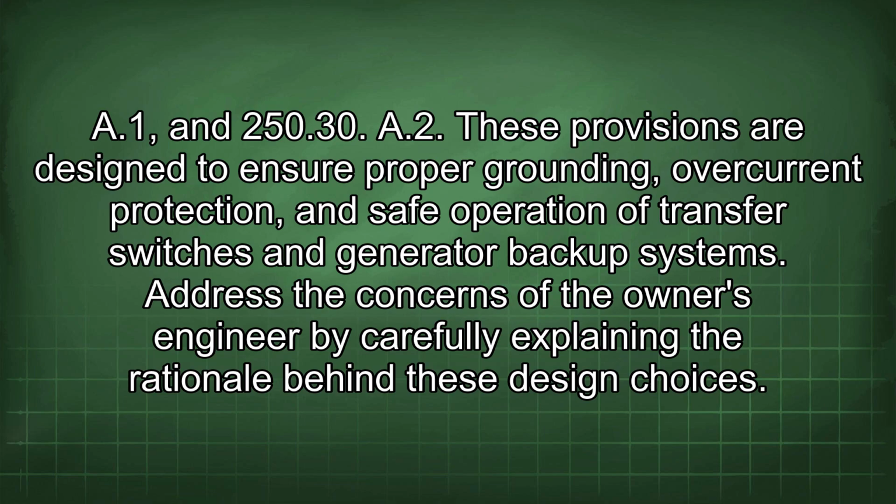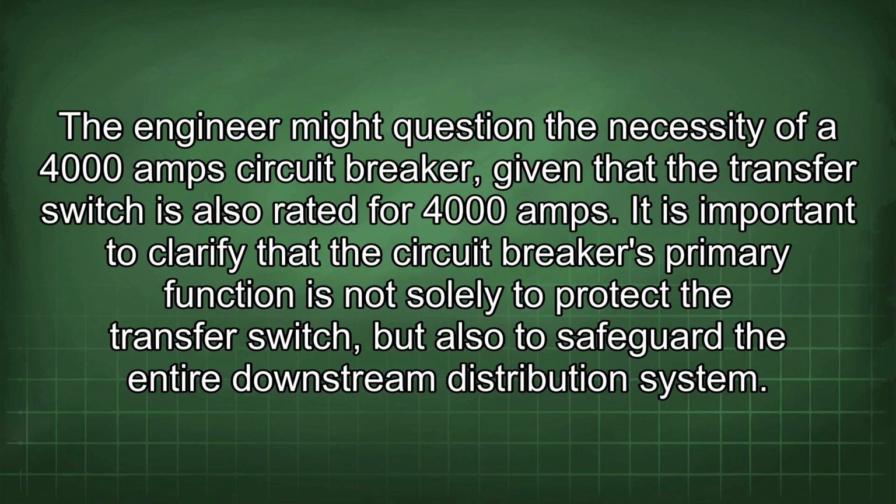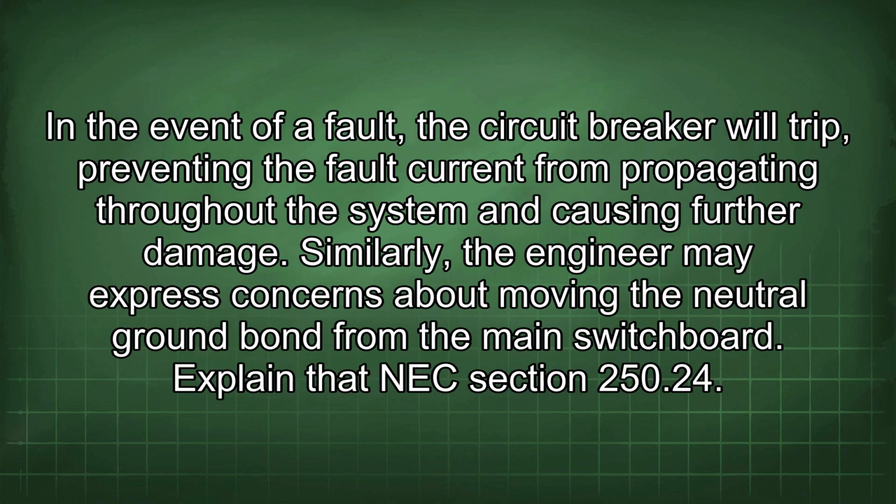Address the concerns of the owner's engineer by carefully explaining the rationale behind these design choices. The engineer might question the necessity of a 4000 amp circuit breaker, given that the transfer switch is also rated for 4000 amps. It is important to clarify that the circuit breaker's primary function is not solely to protect the transfer switch, but also to safeguard the entire downstream distribution system. In the event of a fault, the circuit breaker will trip, preventing the fault current from propagating throughout the system and causing further damage.